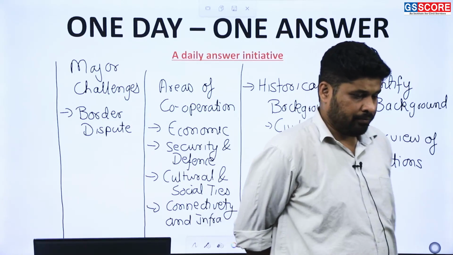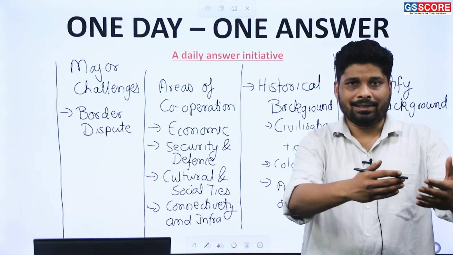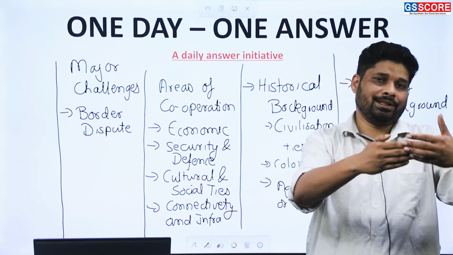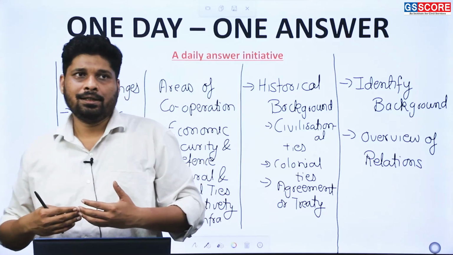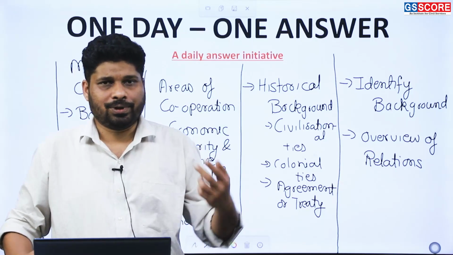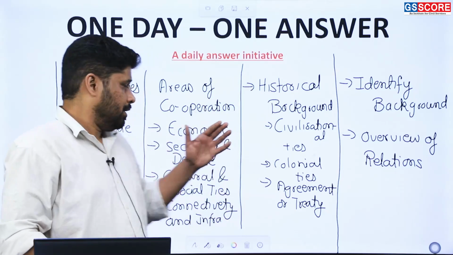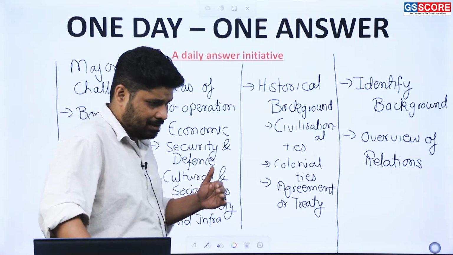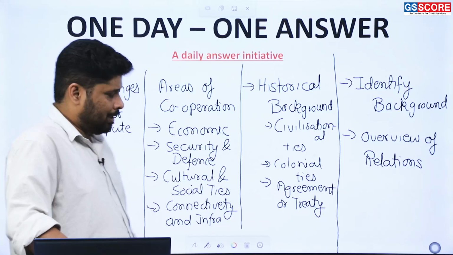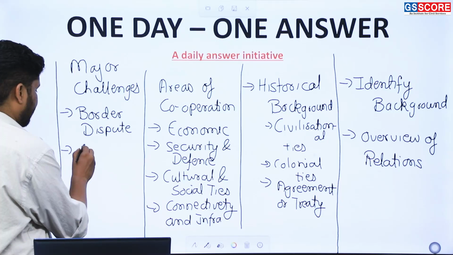Okay, when you consider neighboring countries, this is the first challenge. This is always a first challenge. Okay, in context of India, obviously we face this challenge with respect to 2 countries, that is Pakistan and China. So whenever the question is on relations with Pakistan and China, border disputes will come up. Second is security threats.